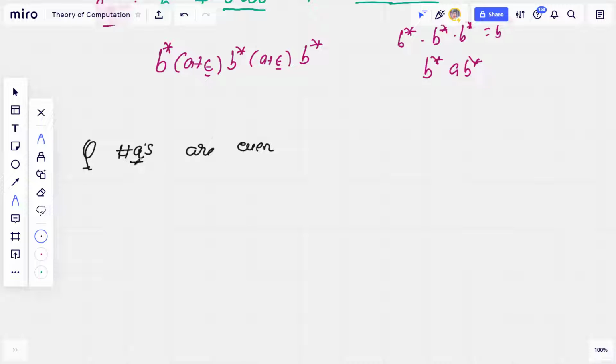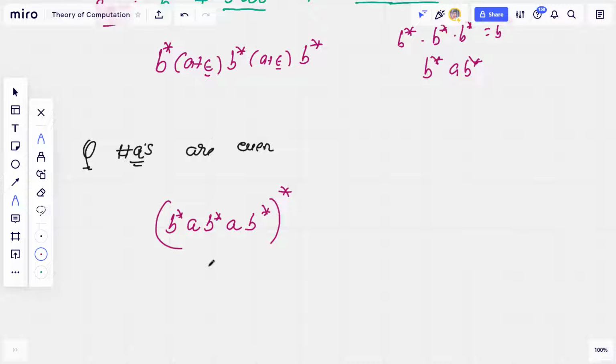So I want a language which has a set of strings in which the number of a's is even. Same as what we did when we wanted the string length to be even: create the building block and repeat it over and over again. The building block contains 2 a's. What is the regular expression in which the number of a's is 2? b star, a, b star, a, b star. I can repeat it over and over. But is this the answer?